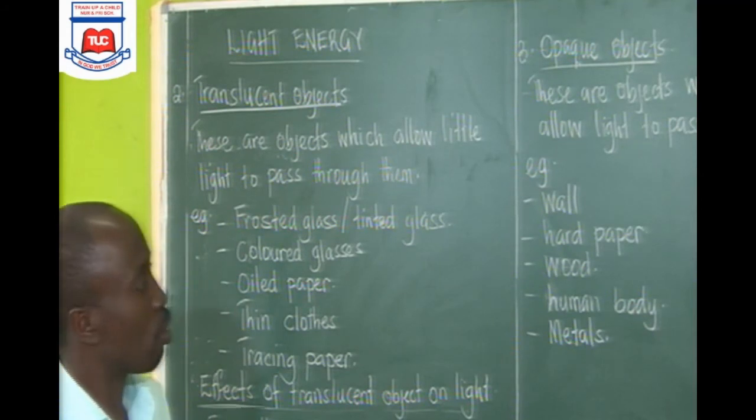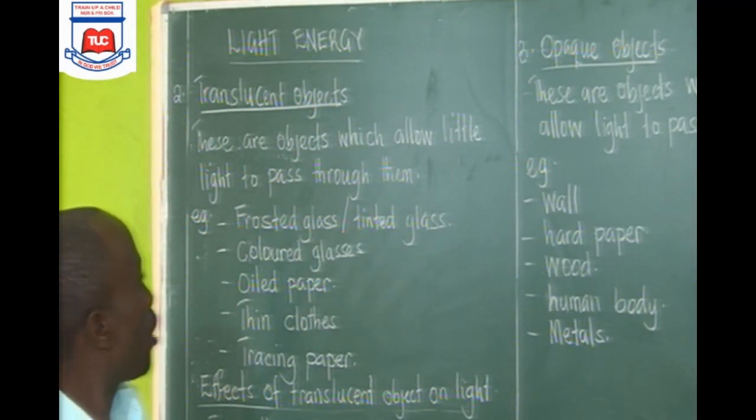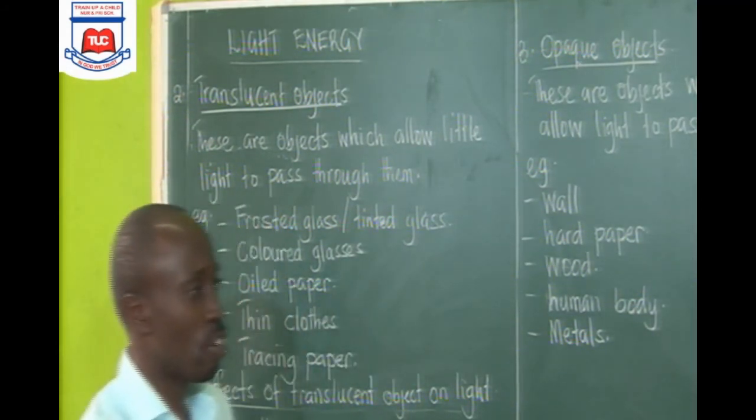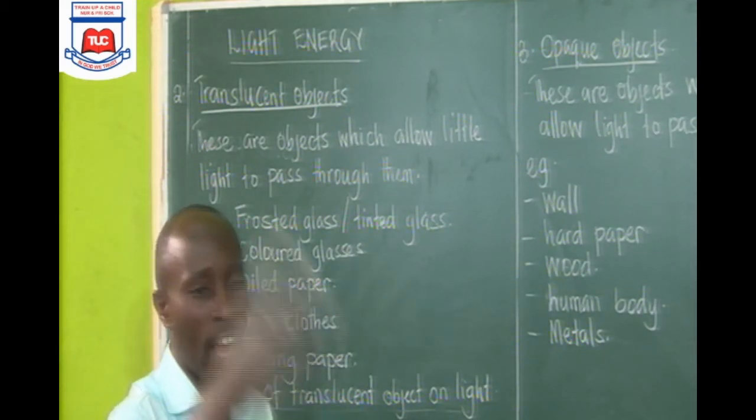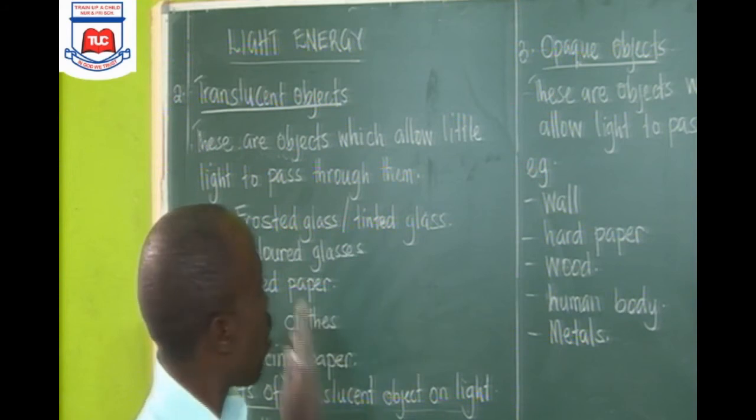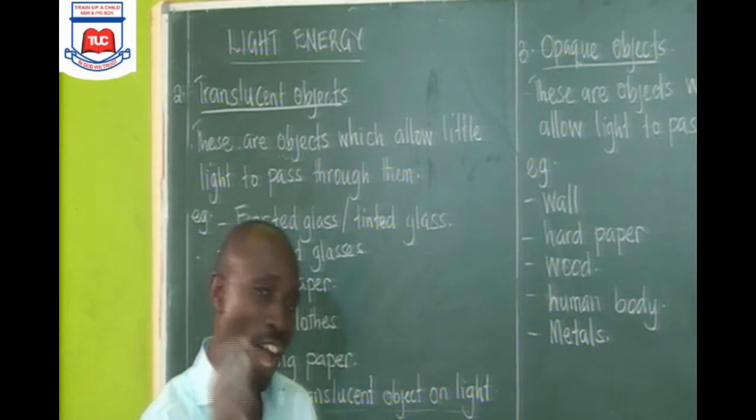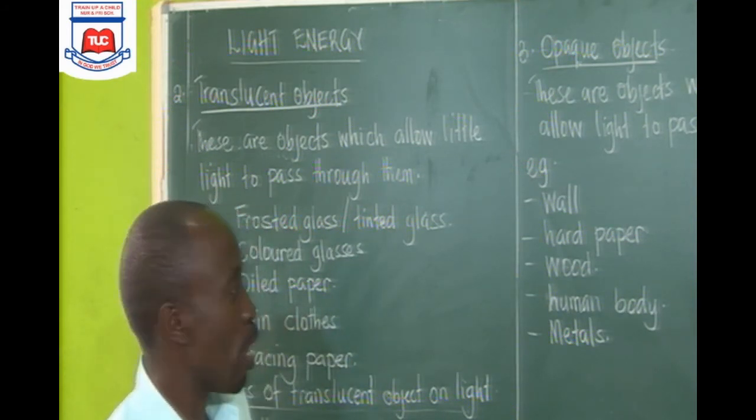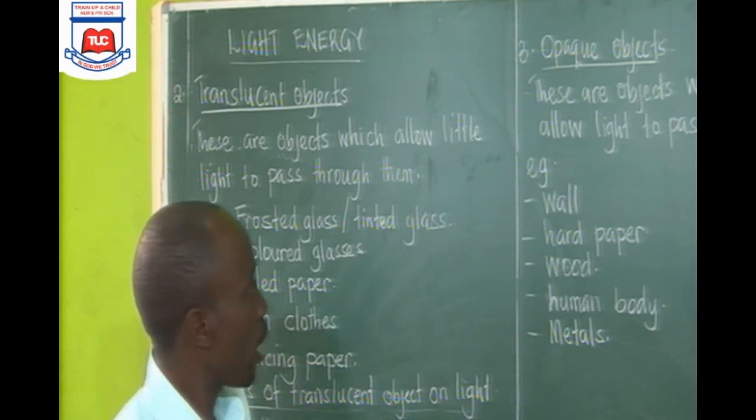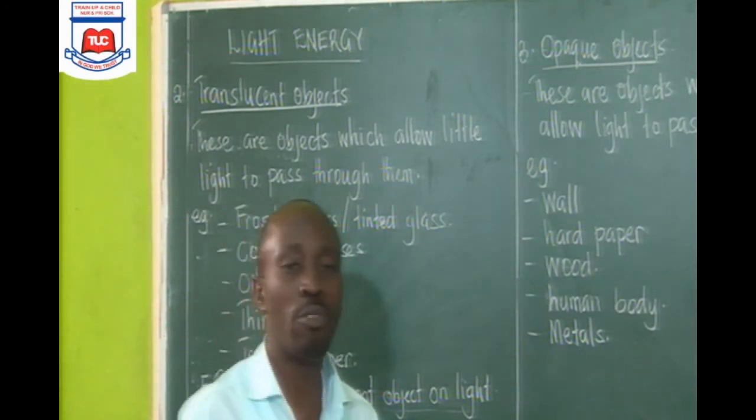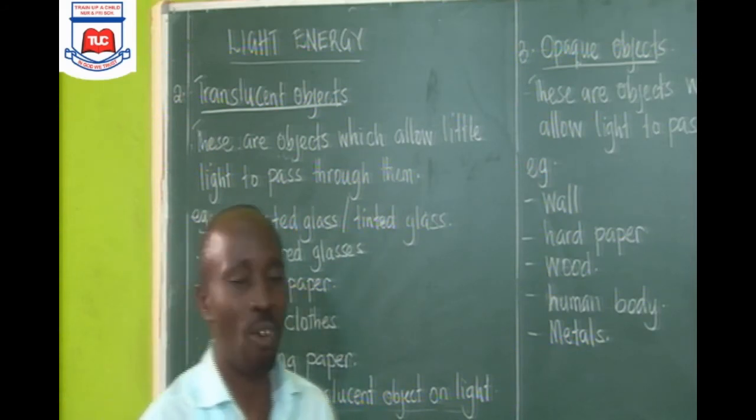We've seen the effects of materials on light, different materials. That is transparent, they allow all light to pass through them. Then translucent, those ones allow little light to pass through them. And lastly, we have seen the opaque objects. Opaque objects do not allow light to pass through them.